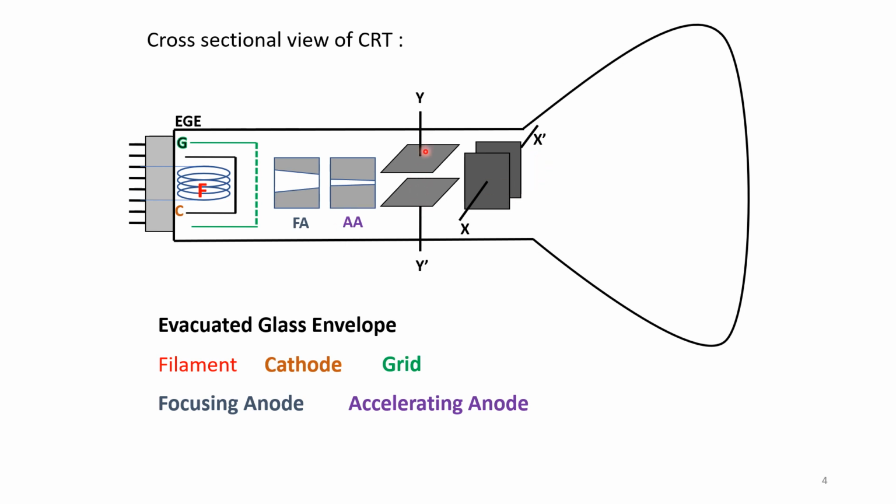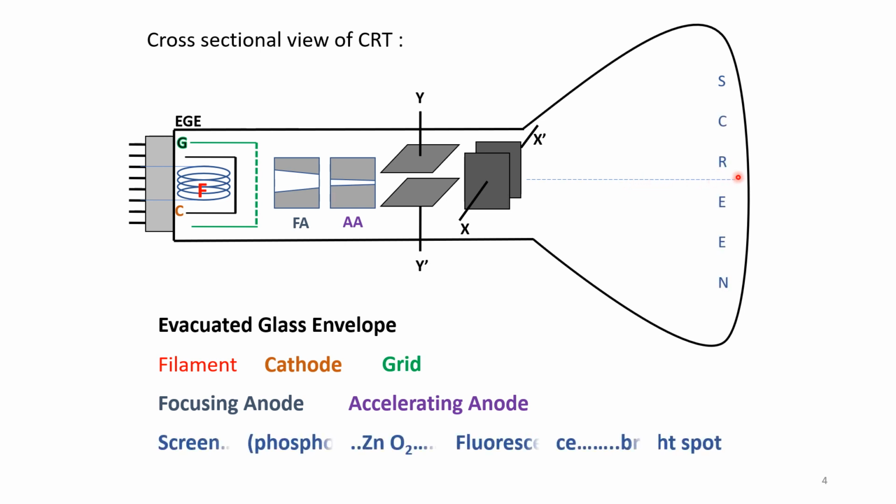This particular plate y dash and this system x x dash is responsible for making either the movement of the beam in the x-axis or in the y-axis. And finally, the electron beam reaches the other end, which is the screen, which is made up of the material glass.